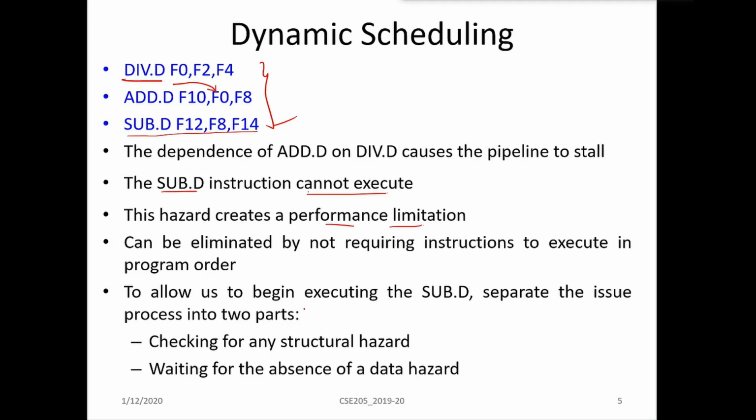The only procedure to be done is that we need to allow the SUB.D to execute, and thereby we need to separate the issue process into two parts. This is important. Since we have multiple functional units, if there is no data dependence, we need to execute those instructions. When you are trying to execute, we have to consider two things. One is that we have to check for any structural hazard, and we have to wait for the absence of data hazard. So here, what is a structural hazard?